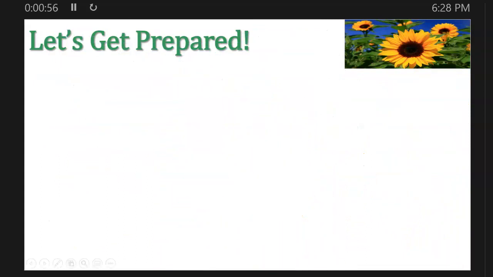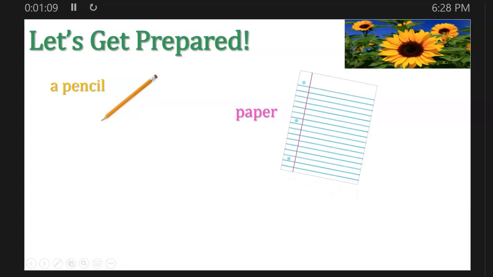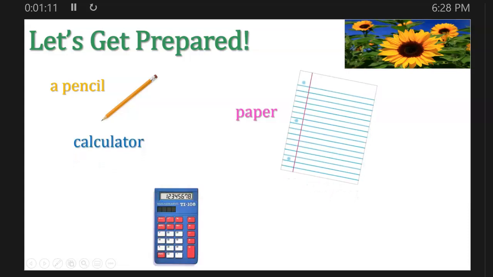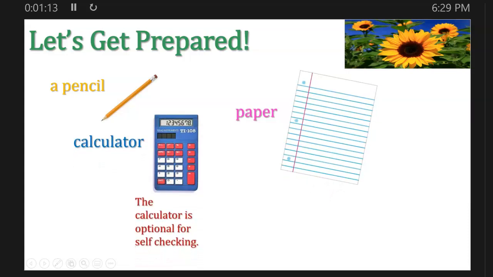Today's lesson topic is exponents, the negative exponents property. Let's get prepared. Bring a pencil with an eraser so that we can take notes, and we'll need some paper to write those notes on, as well as a calculator. It's optional and not required, but if you'd like to self-check yourself, it could be useful for that.